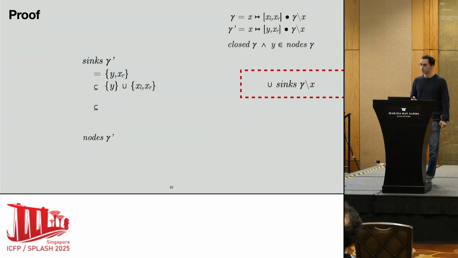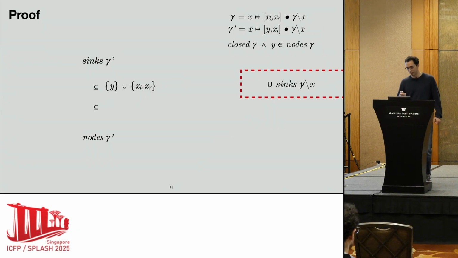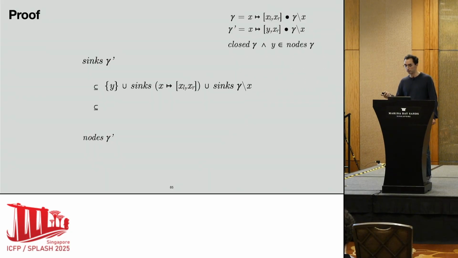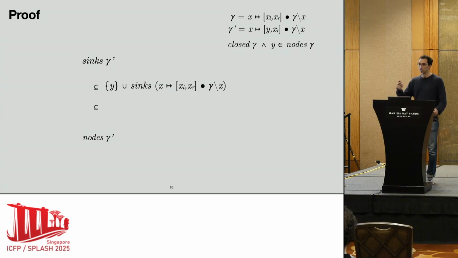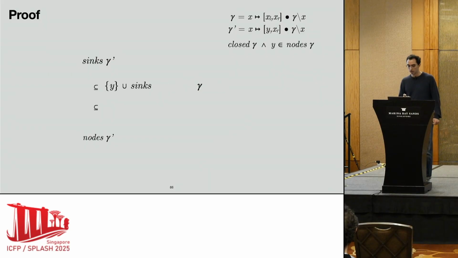Then by simple set inclusion, we get that this is contained in y union xl xr. And at this point, we again rewrite by sinks. And at this point, we can already rejoin the factored out graph by the distributivity equation, but the other way. This way, we get the sinks of gamma, which by assumption we know are contained in the nodes of gamma, and we also know that y is in nodes of gamma, so all is contained in the nodes of gamma.